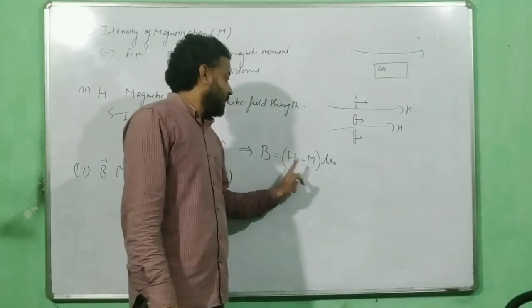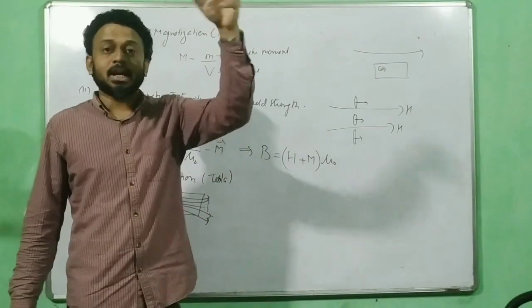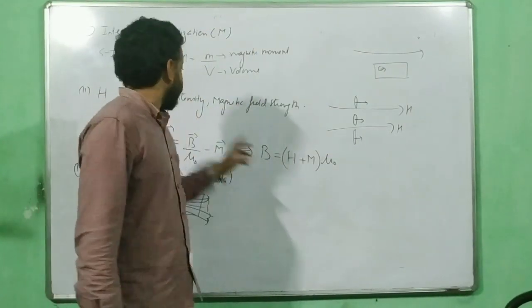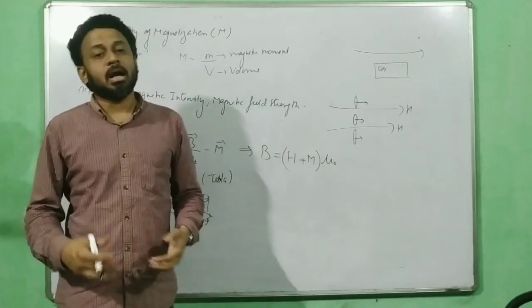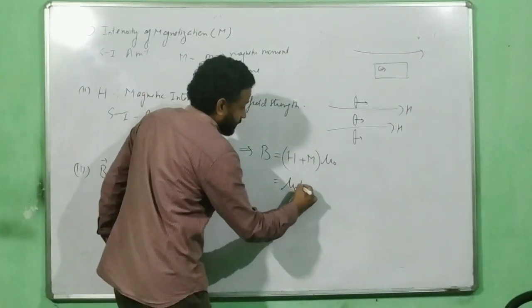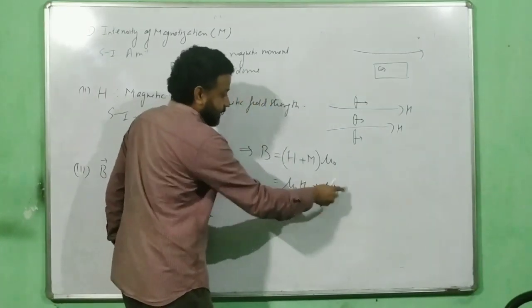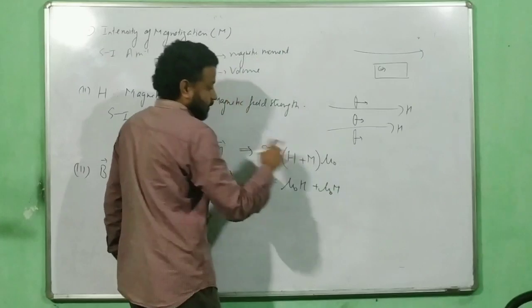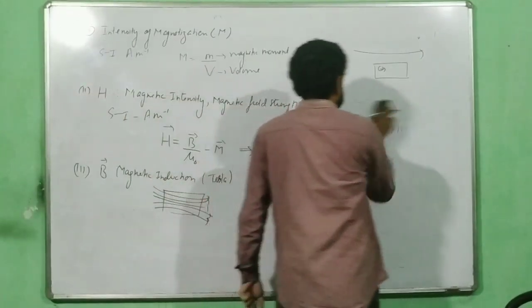Remember, these two are not fields as we learned. Tesla is a field unit. These two have ampere meter inverse. When multiplied by mu naught, they attain a unit of Tesla. So if you consider this, this has a unit of Tesla, and this has a unit of Tesla. Okay, moving ahead.